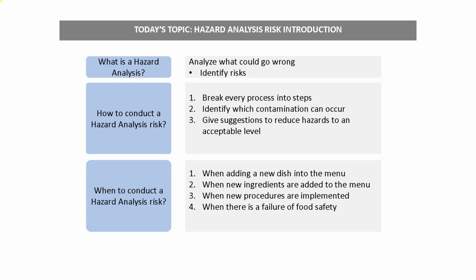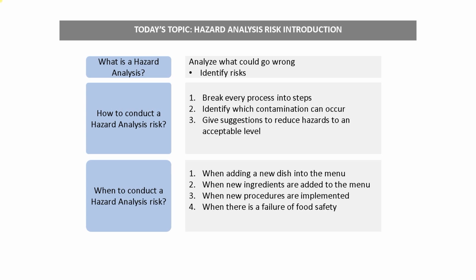When to conduct a hazard analysis of risk? Every time that you are changing a process, adding a new dish to the menu, a new ingredient, or when there is a failure of food safety in your process. For example, as a supervisor, you realize that your employees are not controlling the internal temperature of your roast chicken, and you are serving poultry under a safe temperature. With your knowledge, you understand that it can lead to food poisoning.